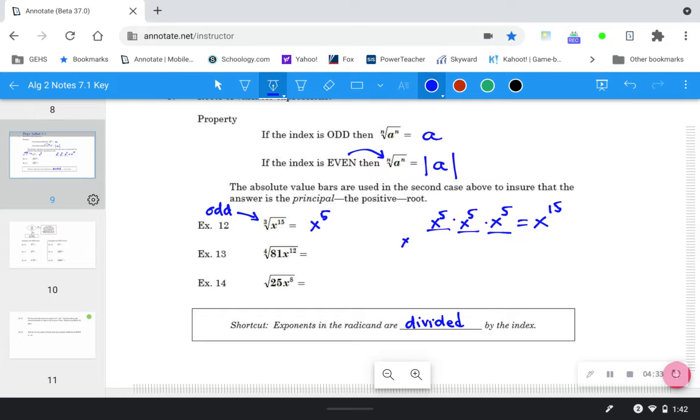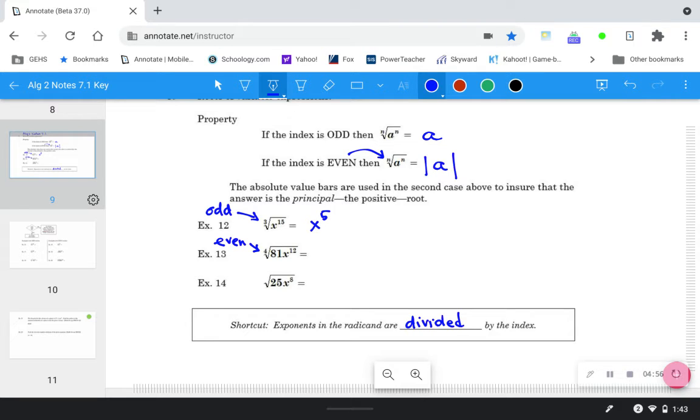So the first one would look like this if you wrote it out. So would the next one. And the last one. And you've got 15 x's all multiplied times each other. So that's x to the 15th. All right, so let me get rid of that. All right, the next 2 problems have an even index.